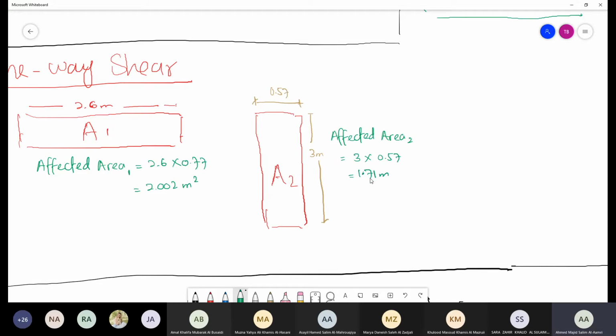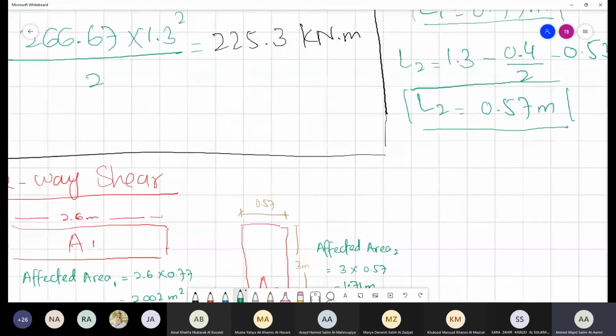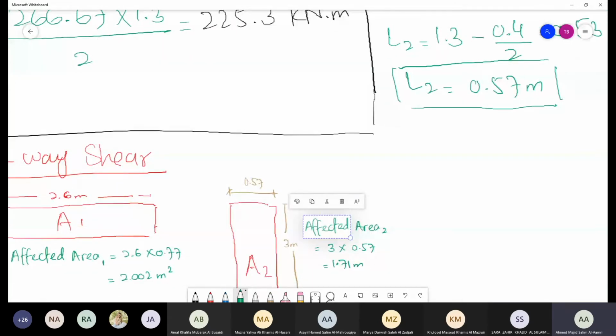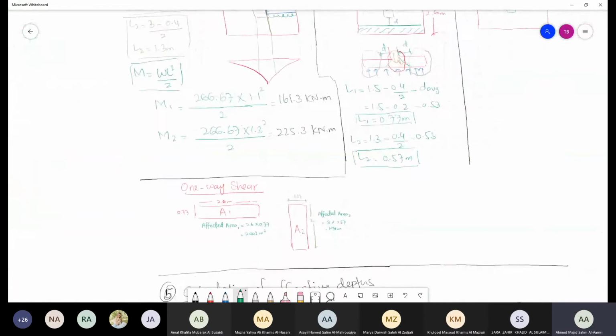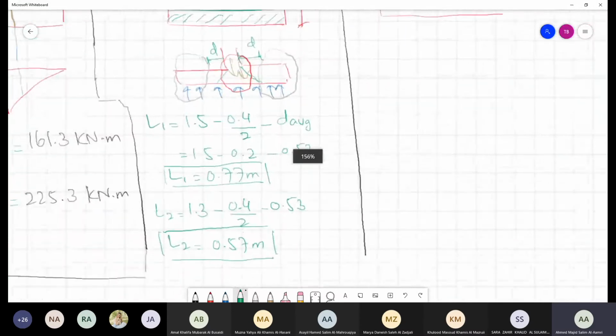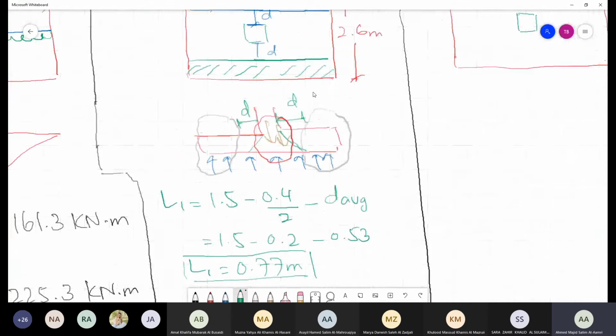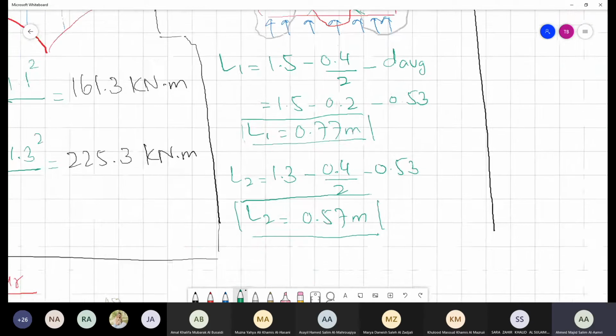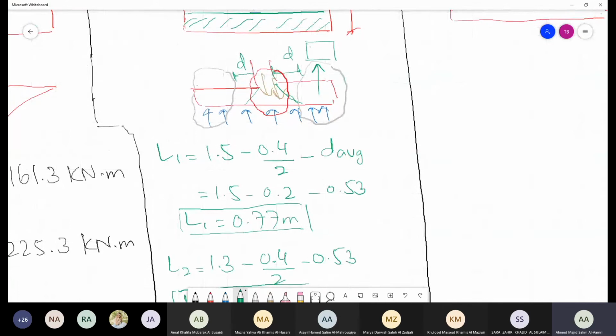Okay. Now, after we calculated the affected area, we know that this is the area which will be taken up from this diagram. We said that this is the area which will be taken up by the force. We need to know how much force is required to take this particular area. Now, what is the load which will take this particular portion up? Is it the pressure or is it the loading of the column?